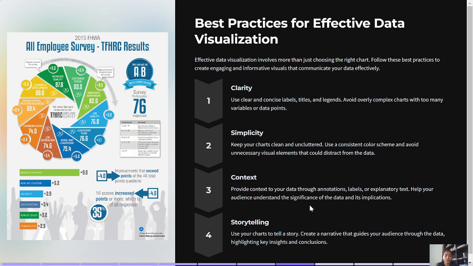Simplicity. Keep your chart clean and uncluttered. Use a consistent color scheme and avoid unnecessary visual elements that could distract from the data. Context. Provide context to your data through annotations, labels, or explanatory text. Help your audience understand the significance of the data and the implications. Storytelling. Use your charts to tell a story. Create a narrative that guides your audience through the data, highlighting key insights and conclusions.